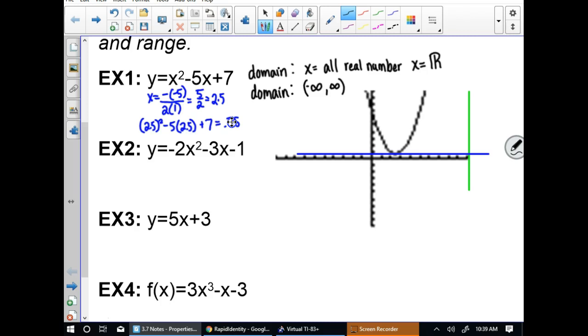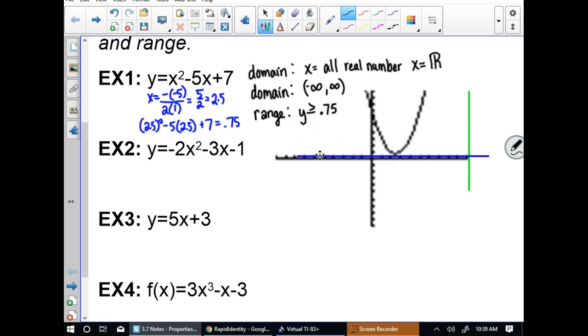Okay, so we would say that our range, we can write it a couple ways. We could do it with inequality notation. So we would say y is greater than or equal to 0.75. I'm going to use or equal to because it can equal 0.75. It just can't go below it. Because we've got 0.75 as our lowest, and we can have any number above 0.75.